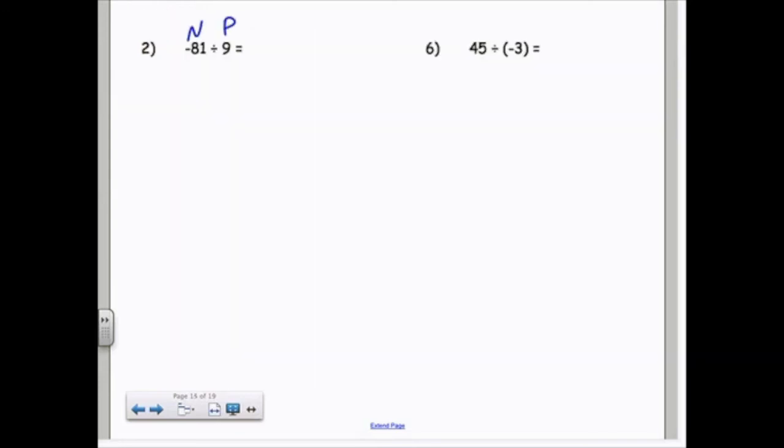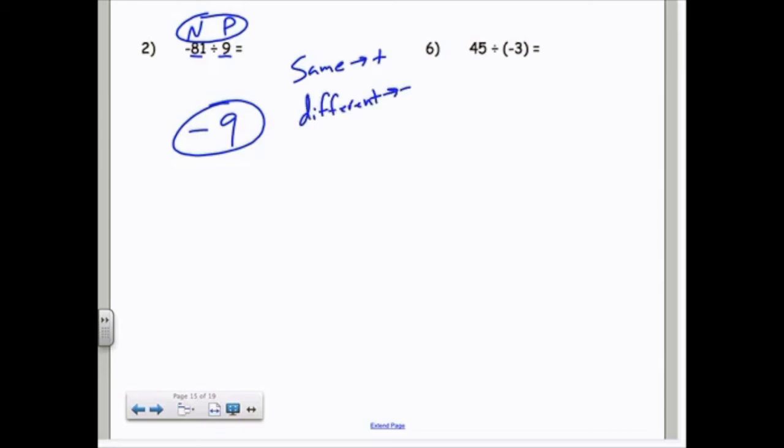Negative and positive. 81 divided by 9 is 9. Because signs are different, my answer is -9. Once again, remember, same, positive, different, negative. Only when you multiply and divide. Do not use these rules when you add or subtract integers.